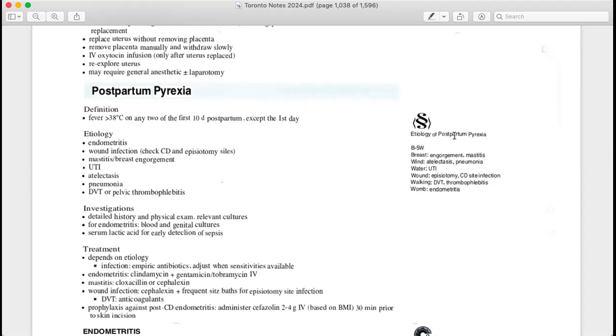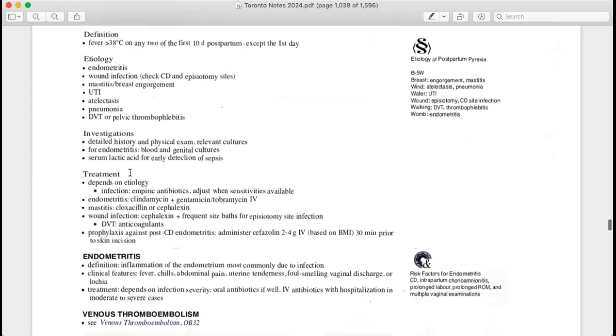What are the most common causes of postpartum pyrexias? 5 Ws and 1 B. In the breast, engorgement and mastitis especially happen when the mother is breastfeeding, or if she doesn't choose to do breastfeeding, because the milk production has already started, so that's why. Milk, wind, atelectasis, pneumonia, UTI, episiotomy, CD site infection, DVT, thrombophlebitis, and then endometritis.